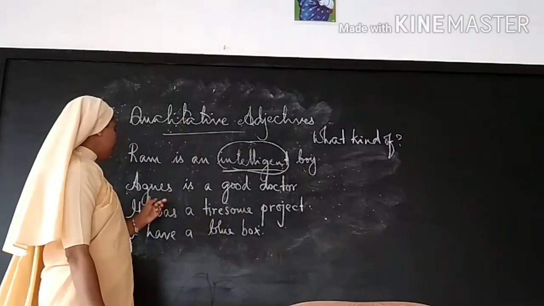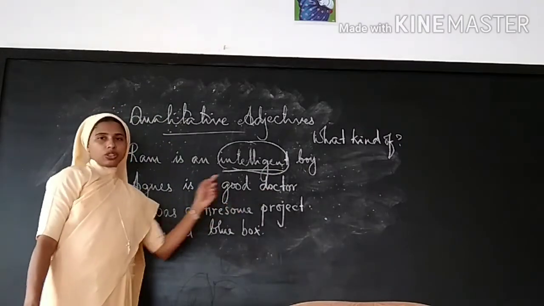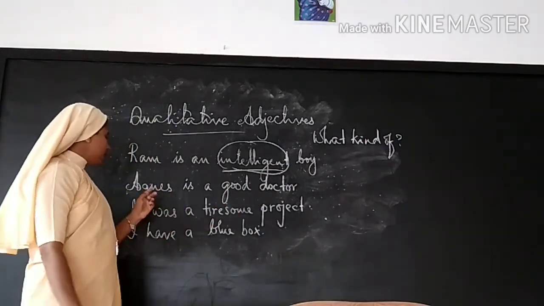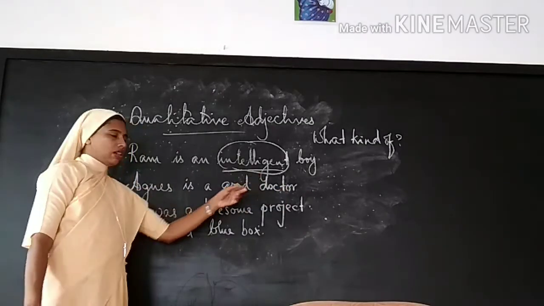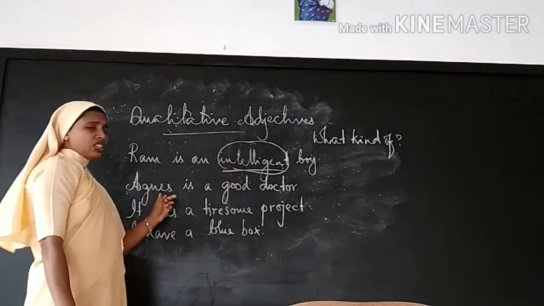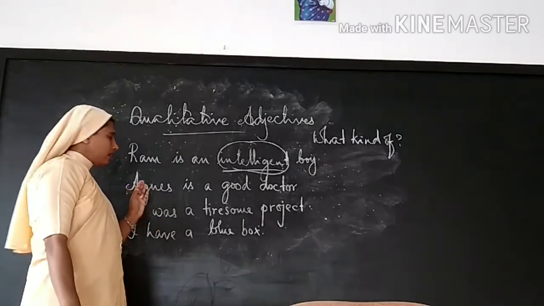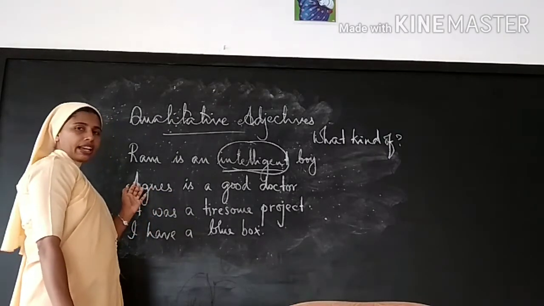The next example, Agnes is a good doctor. Which are the nouns here? Agnes and doctor. These are the two nouns used here. And there is no describing word where Agnes is used.